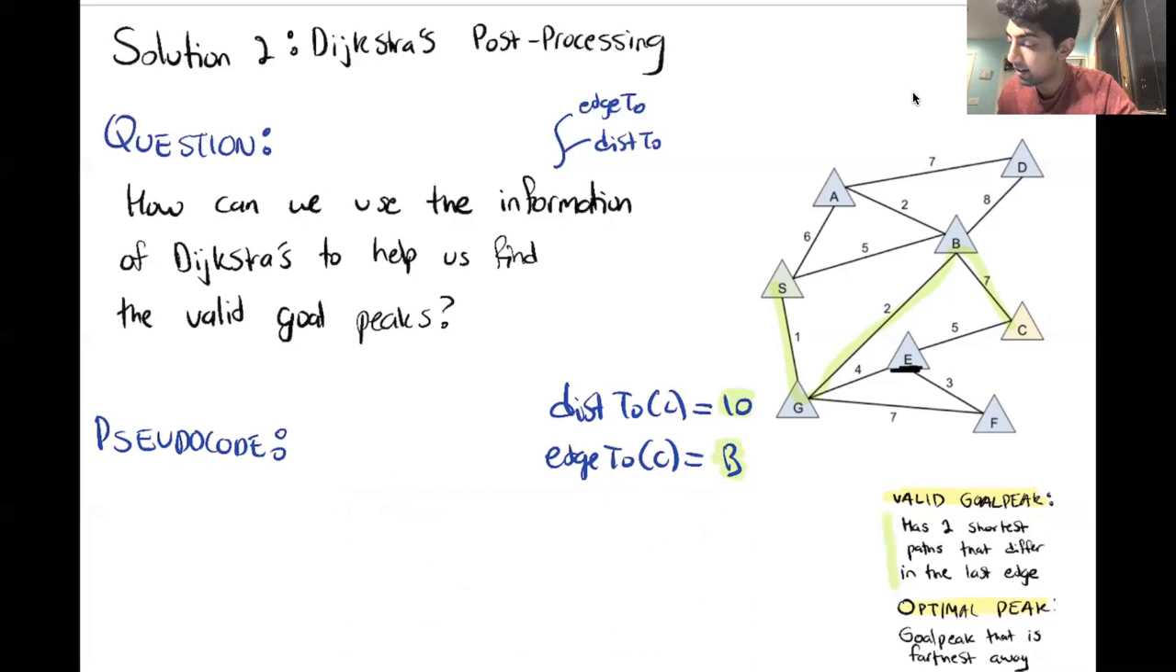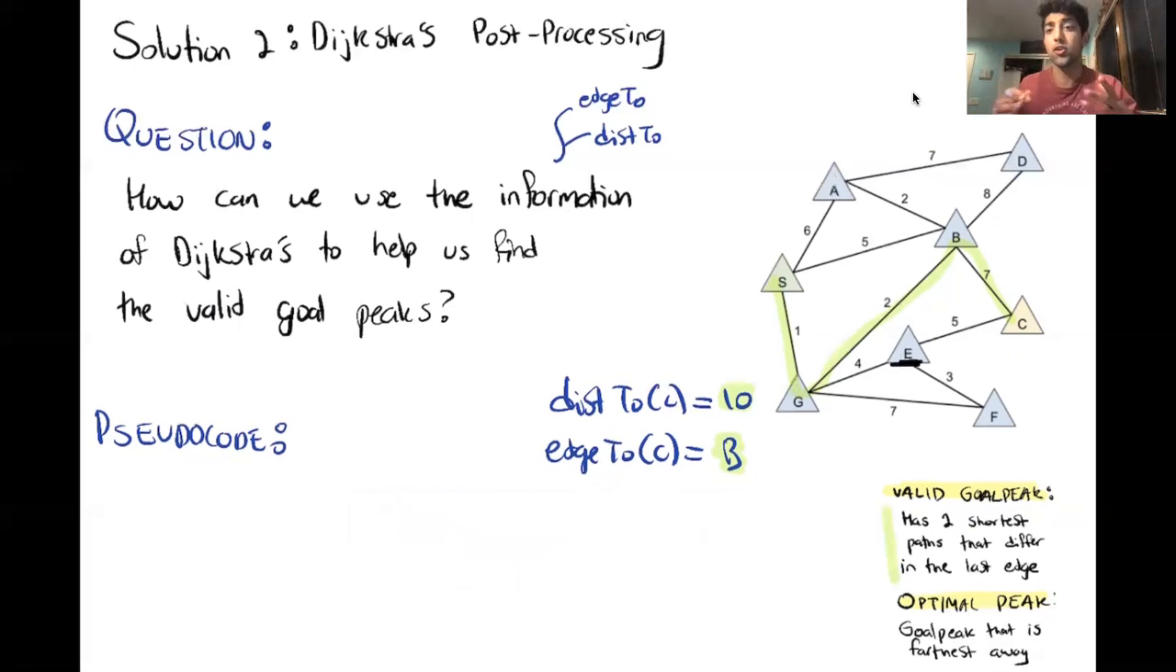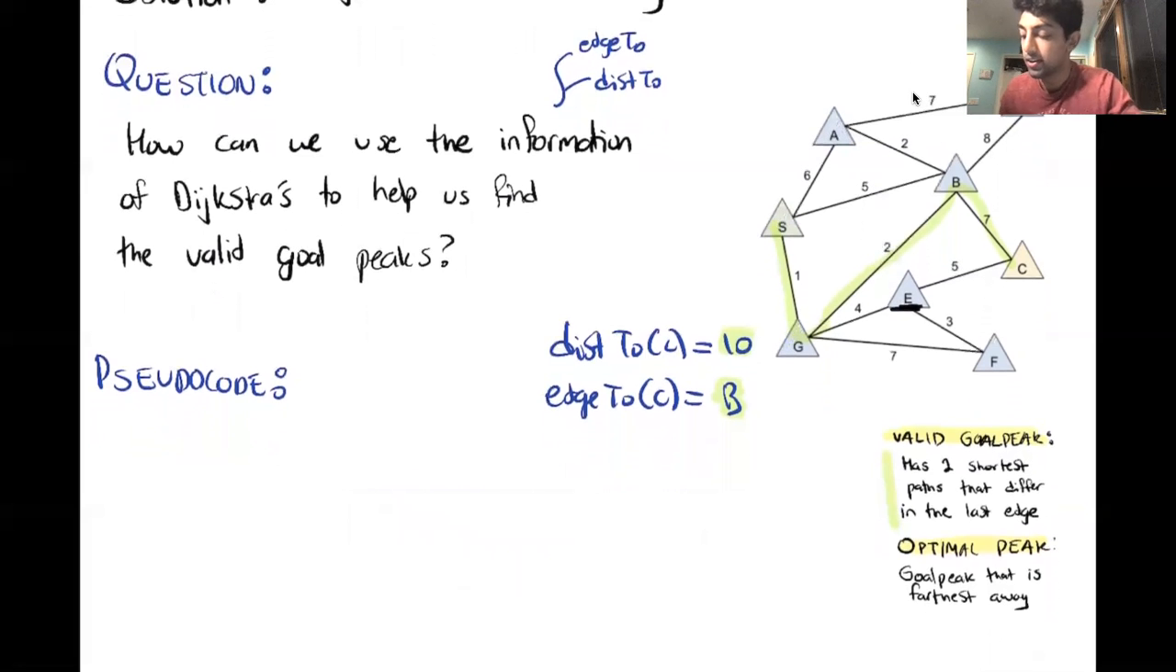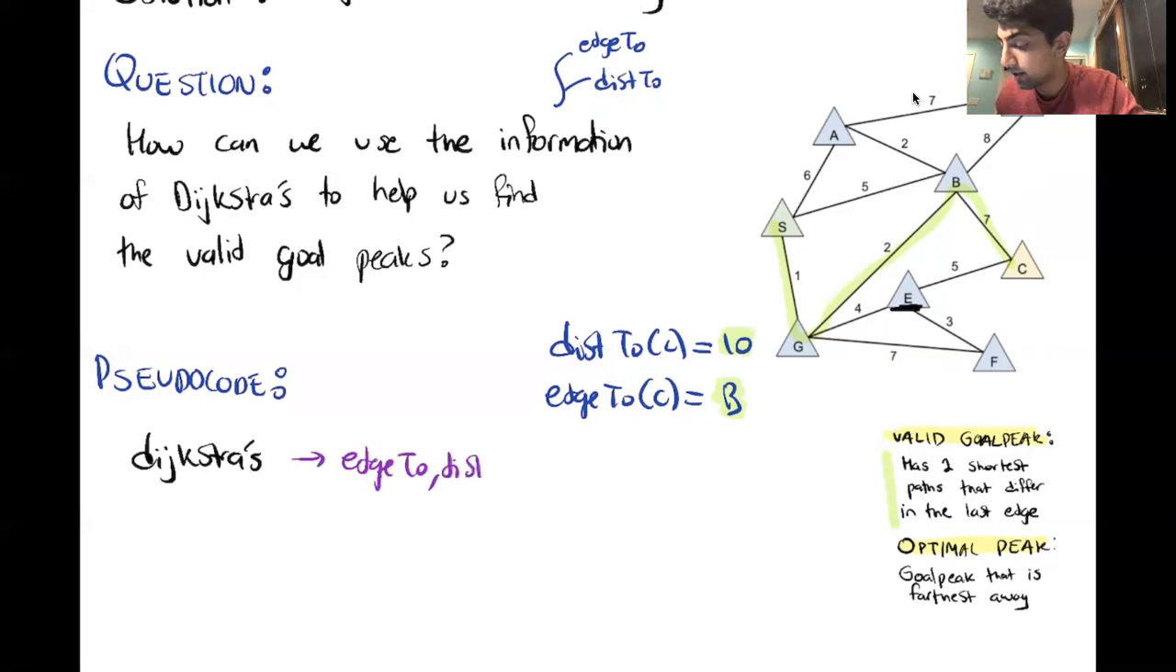So let's start translating this into code as we go. The first thing we're going to do is run Dijkstra's. Recall the reason for this is to get the edge 2 and distance 2 populated. The second thing we're trying to do is figure out the valid goal peaks. To figure out the valid goal peaks, we're going to iterate through each peak in the graph.